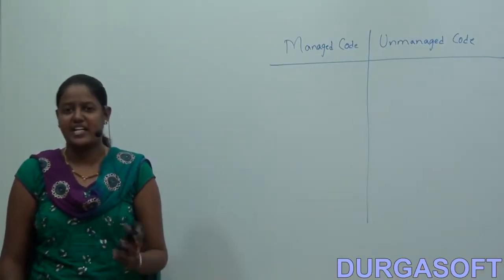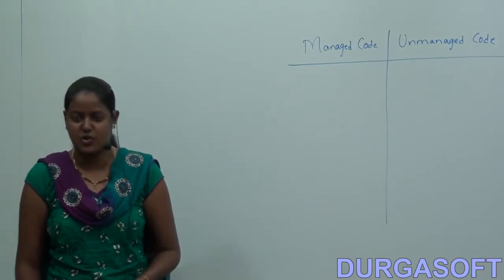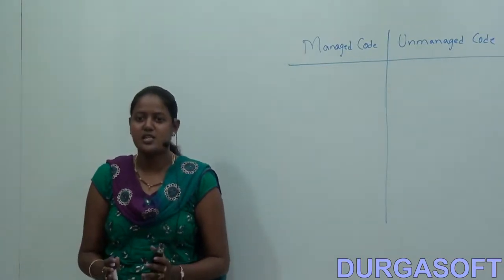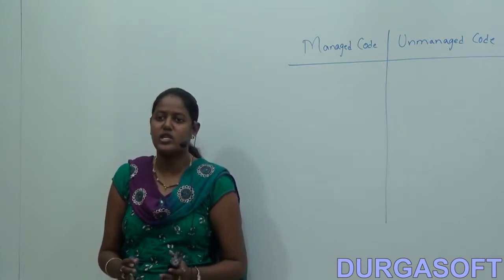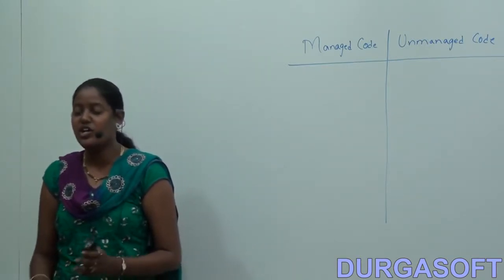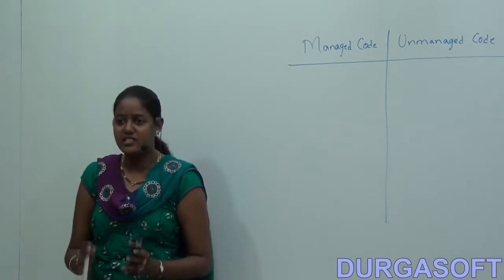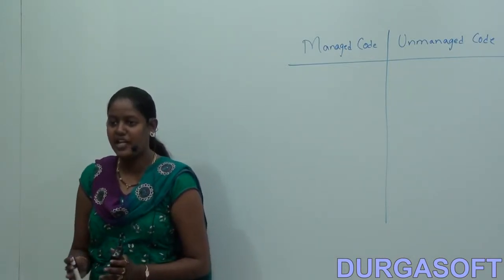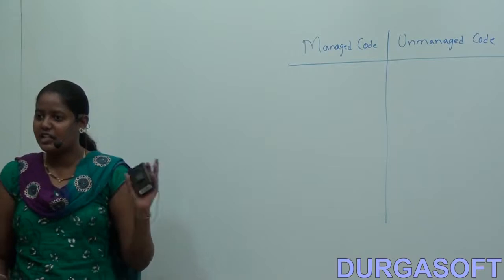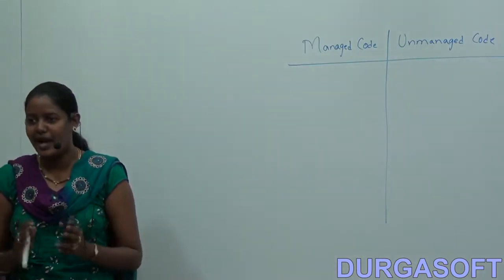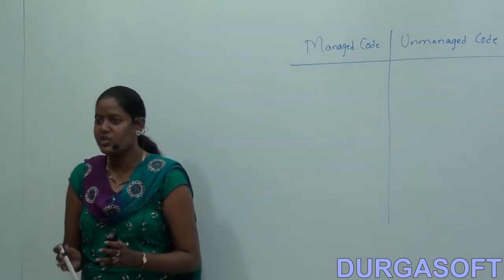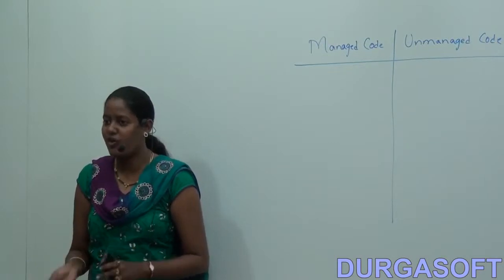Difference between managed code and unmanaged code. When are we going to say it is managed code, and when are we going to say a particular code is unmanaged code? We say it is managed code when the code executes with the help of the compiler. That code we say is managed code. It executes with the CLR instead of the operating system.